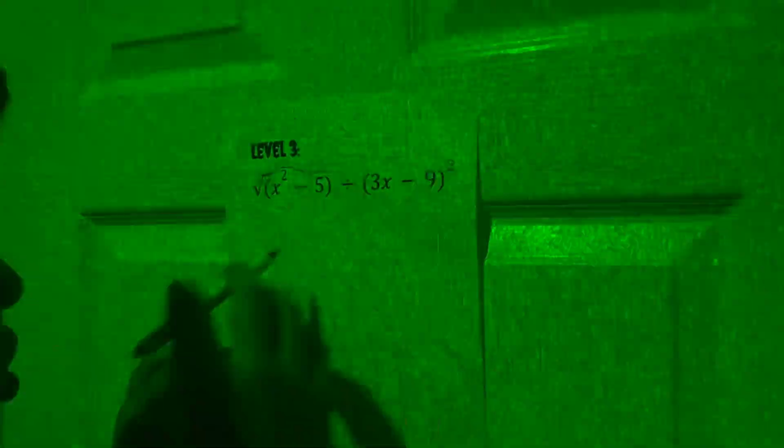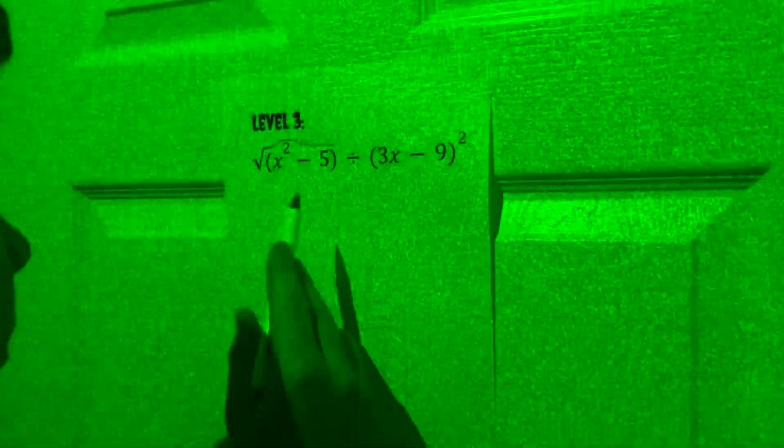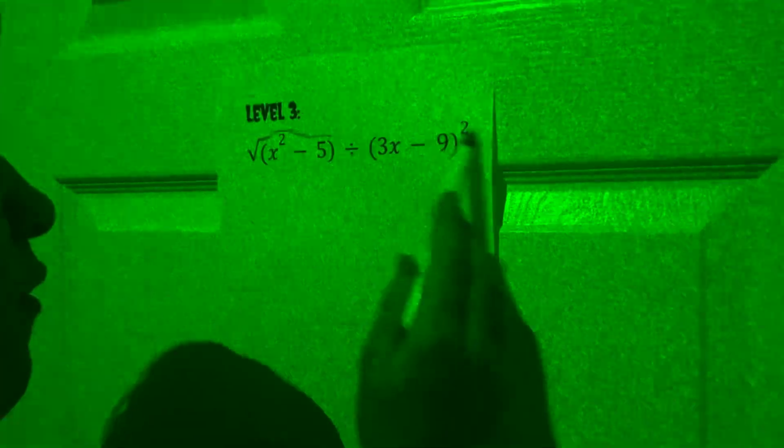This one looks like an intermediate level problem. Looks like I need to use the quotient rule since there are two functions being divided by each other. I'm also going to have to use the chain rule for the square root and for the squared. Alright, let's get this started.